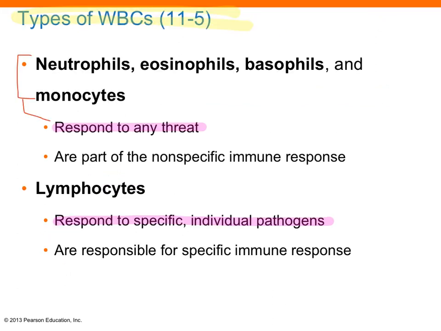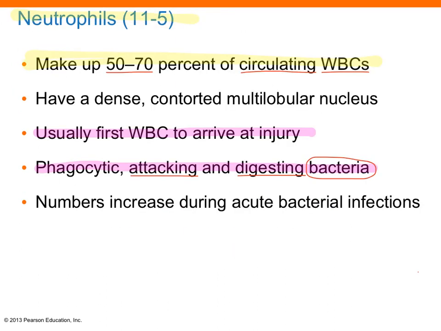The neutrophils, eosinophils, and basophils and monocytes respond to any threat. The lymphocytes respond to specific and individual pathogens. Lymphocytes are responsible for a specific immune response. Neutrophils make up 50 to 70% of the circulating white blood cells. Usually they are the first white blood cells to arrive at an injury. They're phagocytotic. They attack and digest bacteria.